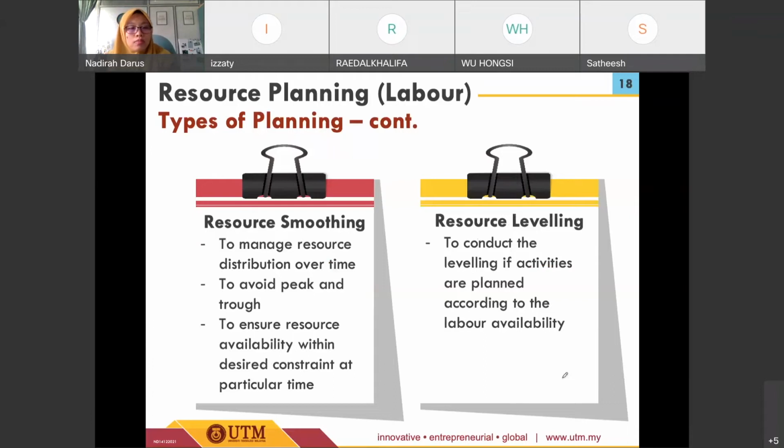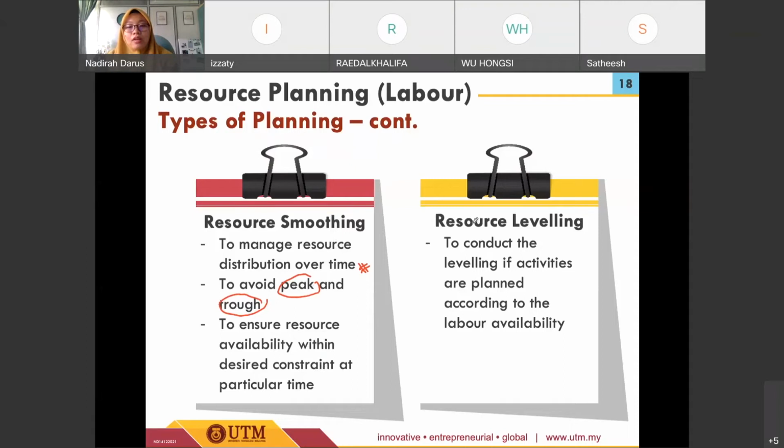This is more on the purpose or the function of resource smoothing and also resource leveling. For resource smoothing, the main purpose is to manage resource distribution over time. Since it is time limited, we need to manage resource distribution over time, and we try to avoid peaks and troughs of the resource aggregation or allocation. Later on, I will show you a diagram to show the peak and the trough of the labor allocation. We also do resource smoothing in order to ensure resource availability within the desired constraint at a particular time. That's the main purpose of resource smoothing.